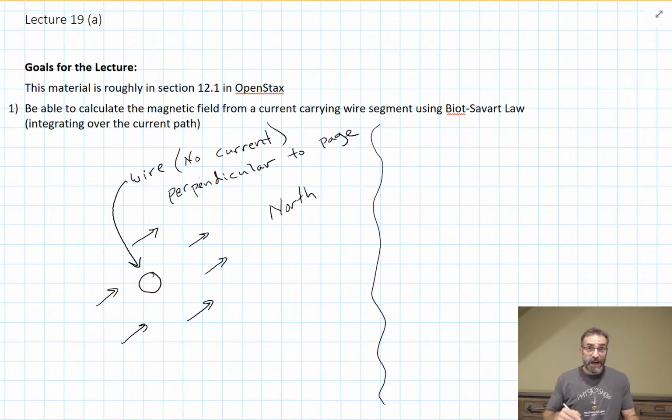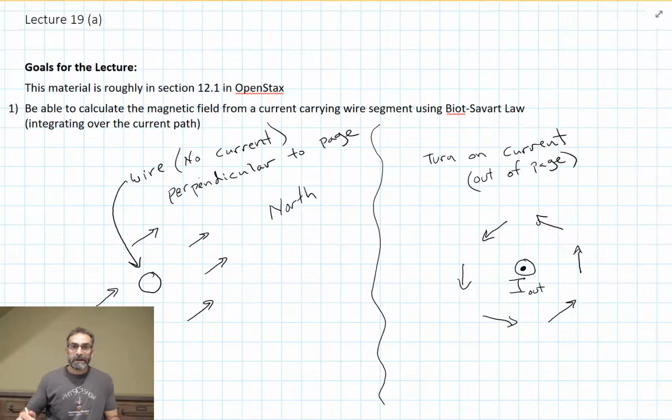They're aligning themselves with the Earth's magnetic field. Now, when we turn on a current in that wire, we get this situation. The current coming out of the page in the wire creates a magnetic field that causes the compass needles to align with the magnetic field. The magnetic field forms a circle around the wire. In this case, the magnetic field points in the counterclockwise direction.